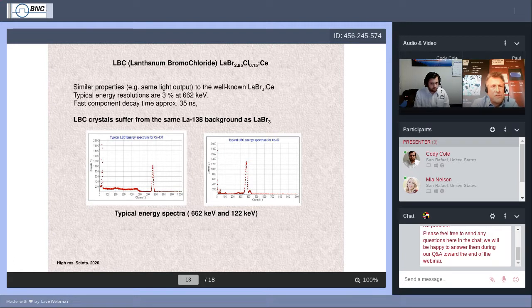The fast component is about 35 nanoseconds. And unfortunately, of course, it suffers from the same lanthanum-138 background as lanthanum bromide. Here you see some typical energy spectra showing a 3% peak resolution, and a resolution at 122 keV of around 6%.